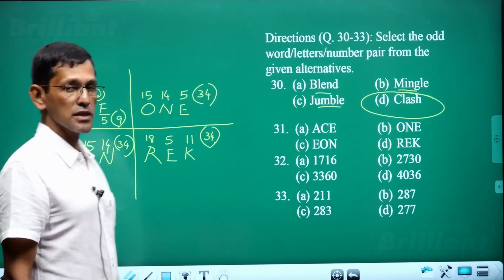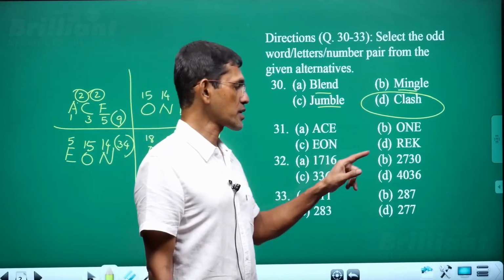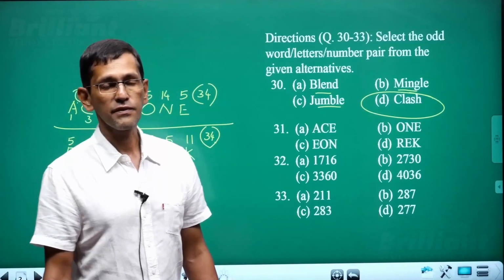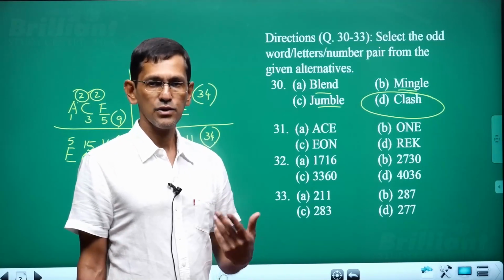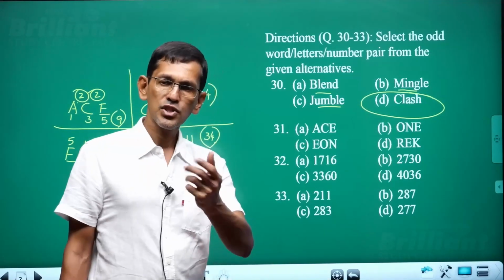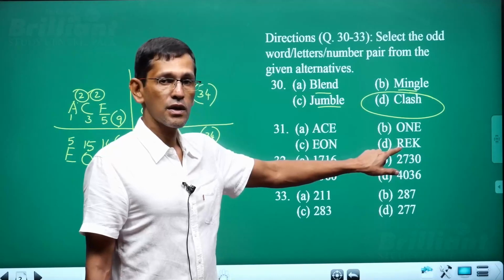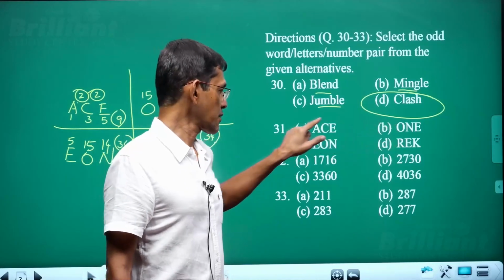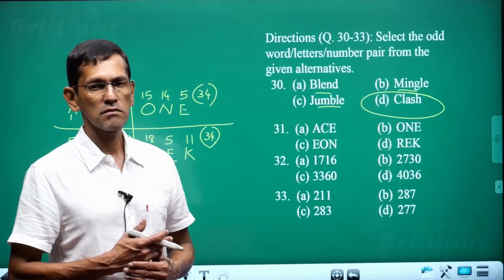However, if you use the other logic I mentioned earlier, ACE is a meaningful word, ONE is a meaningful word, and EON is a meaningful word. In that case, REK could be the answer, as it's not a meaningful word. So there are different ways of looking at it. Of course, if you have this question in the actual exam, and they give you the answer choice A and you have marked D, you may challenge that question. You may say that this is the only word which is not meaningful, and all other three-letter words are meaningful words. So you can challenge that question. Sometimes logical errors may occur in actual exams as well.